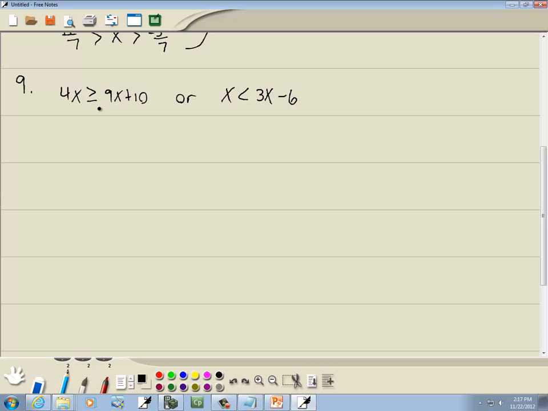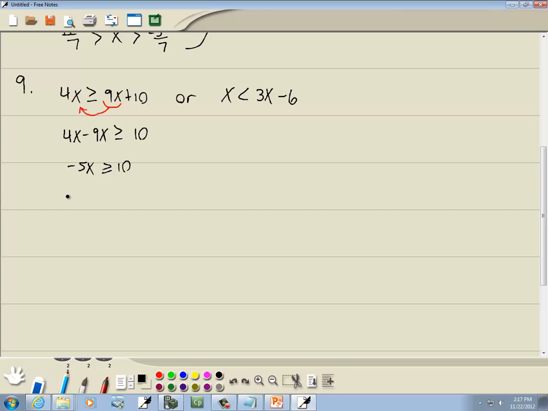Get rid of parentheses, don't have any. Get rid of fractions, don't have any. Get everything with an x on the left side, numbers on the right. So I take 9x over. And it becomes a negative 9x. On this one, well, actually, let me go ahead and finish this problem first. Combine together like terms. 4x minus 9x is negative 5x.